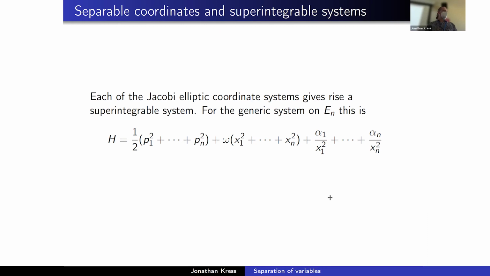This system separates in a particular elliptic coordinate system, is that right? Well, it separates in the generic elliptic coordinate system where you can specify what the e's are, and you can change those values and it still separates. Oh, so you can change the e's and it always separates? Yes, no matter what. But you have to keep them distinct as well. Yes, that's right.